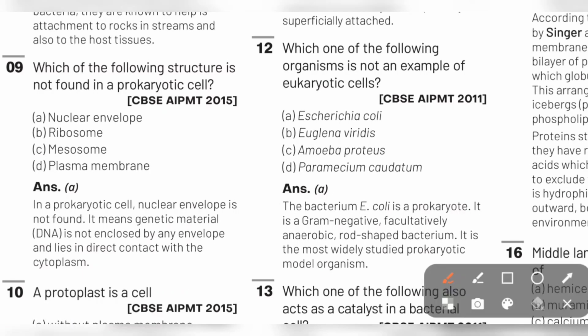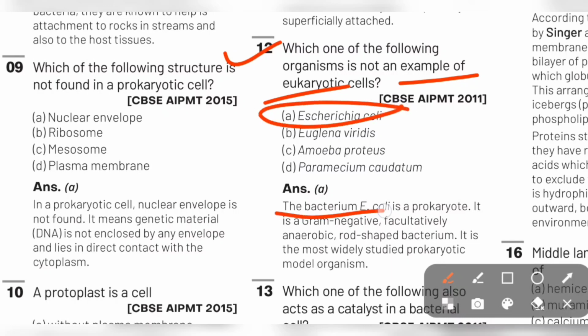Now we have another question. Which one of the following organism is not an example of eukaryotic cell? So पहले इससे चेक हो ले आता है, तो this is the correct option here. The bacterium E. coli is a prokaryote. ठीक है. It's a gram-negative, facultatively anaerobic, rod-shaped bacterium. It's the most widely studied prokaryotic model organism.